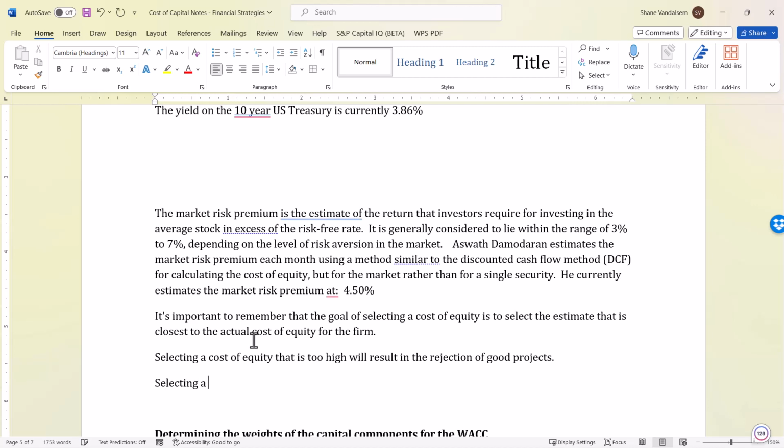selecting a cost of equity that is too low will result in the acceptance of bad projects. In other words, projects that aren't going to actually earn a high enough required rate of return for our investors. And the effect of that, if we're accepting projects that don't actually go over that hurdle, the required rate of return, is that we're going to be accepting projects that will destroy value. It'll decrease the value of the company.